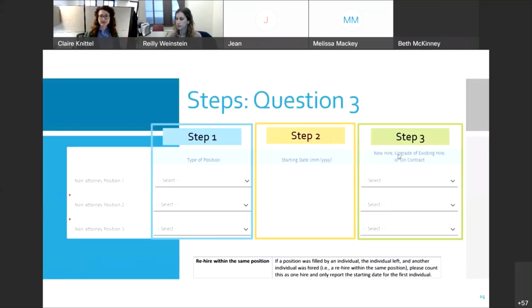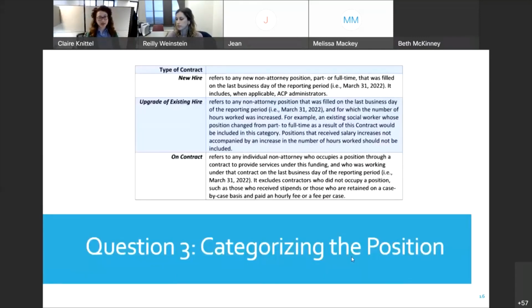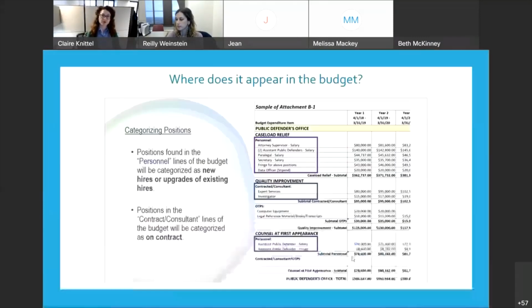So again, this is step 1 in filling out question 3 when you're categorizing the position as it appears in the budget for your non-attorney positions. So our lovely slide from part 1, where new hires or upgrades of existing hires are going to show up in your personnel lines, and your on-contract positions are going to show up in your contract consultant portion of the budget.